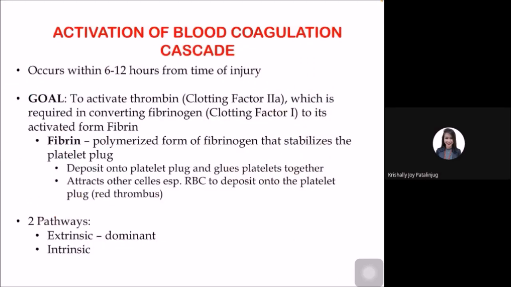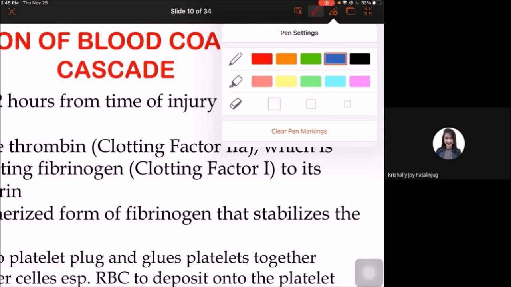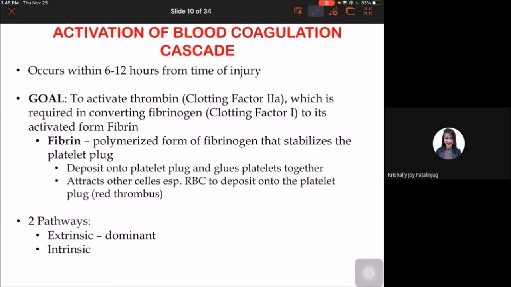Okay? So the second event of clot formation is known as the blood coagulation cascade, as stated in the previous slide. Now mind you, in the blood coagulation cascade, the ones that act here are the so-called clotting factors. So somehow you're already familiar with the term. Clotting factors. Now, what is the ultimate goal of the coagulation cascade?